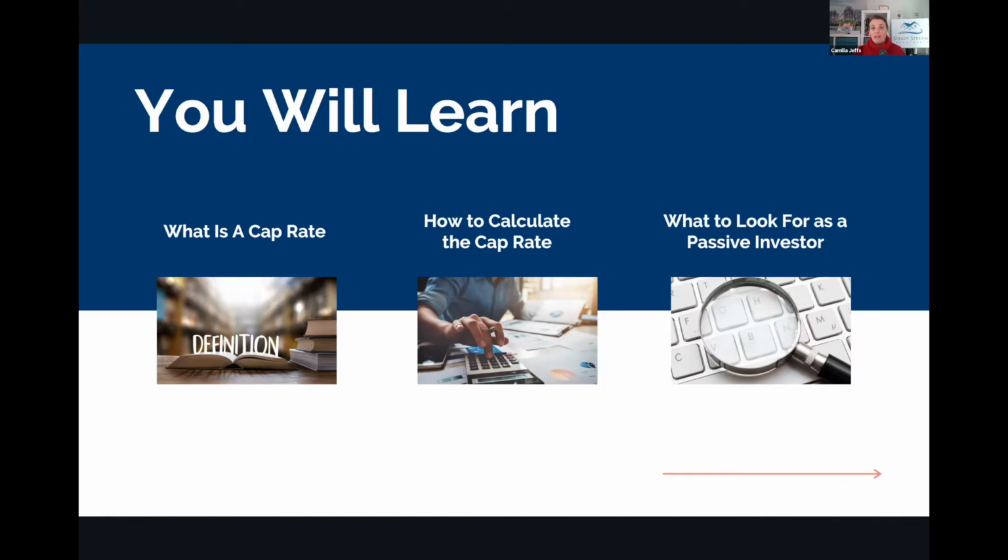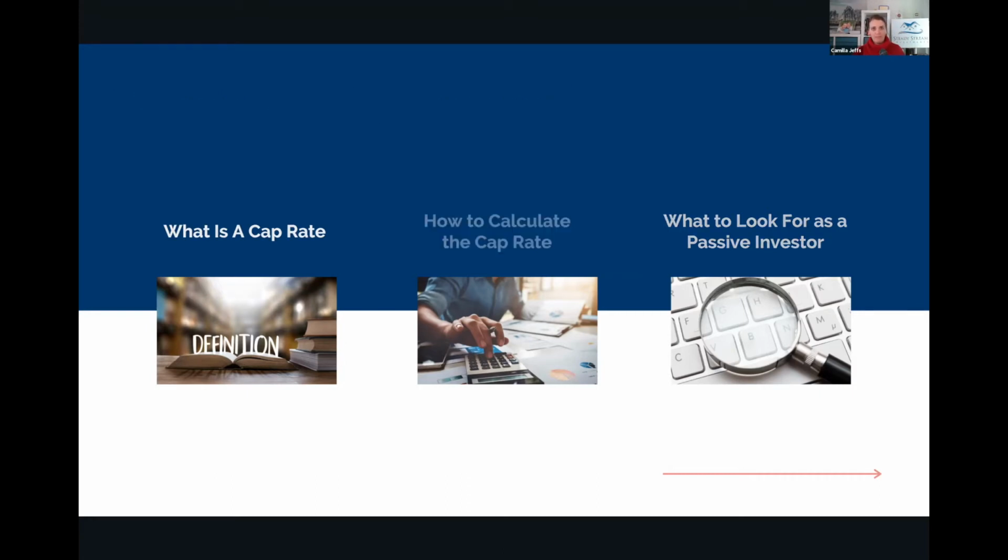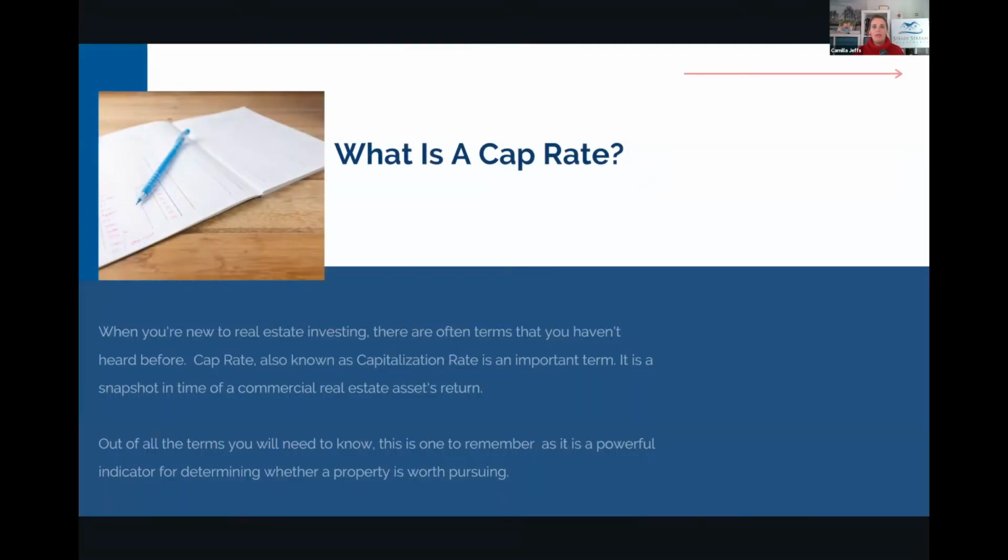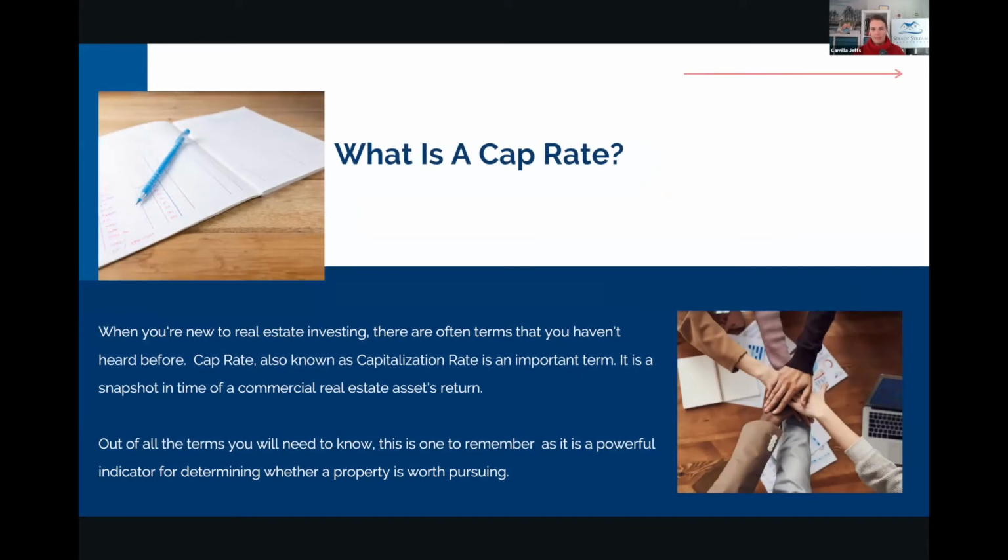Then we're going to work on how to calculate the cap rate, because it's a formula. So get your math brains on and we're going to work this out. And then we're going to figure out what to look for as a passive investor, because as a passive investor, cap rates are important. We're going to go through why, and what you want to look for when you're evaluating a deal to invest in. Okay, first let's talk about what a cap rate even is.